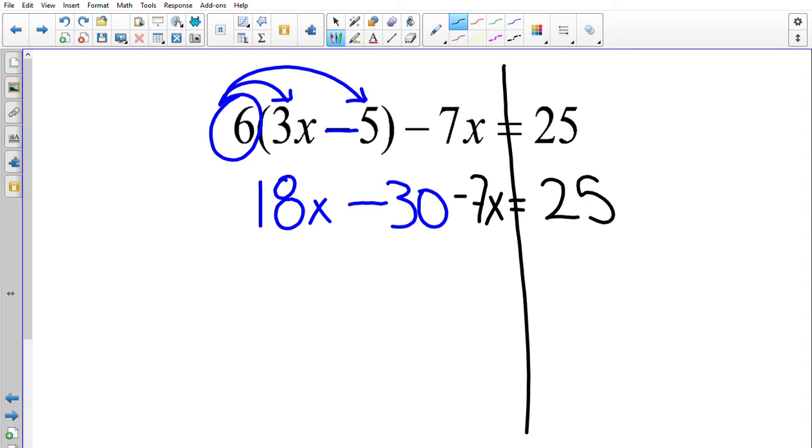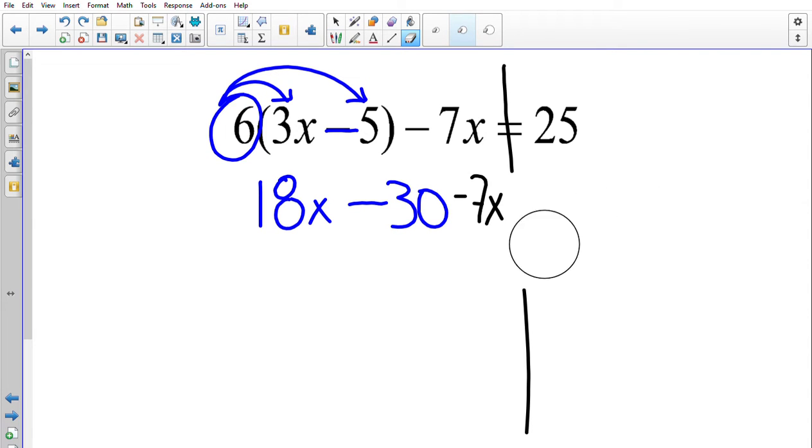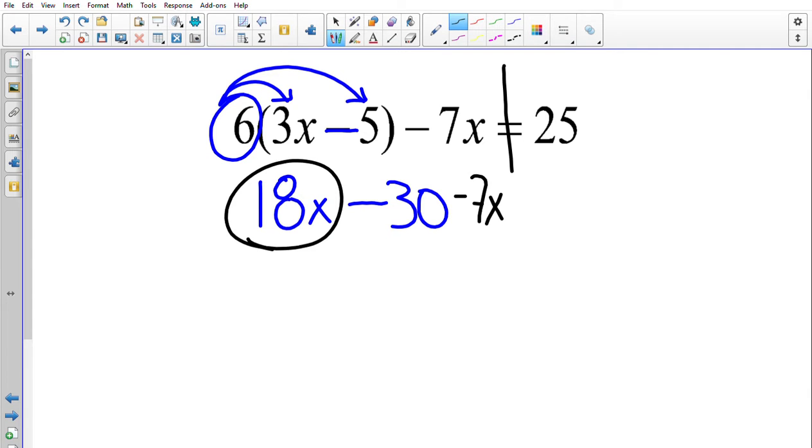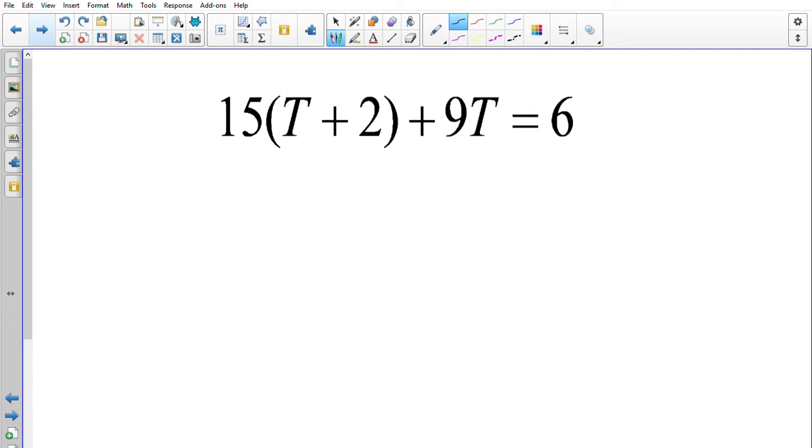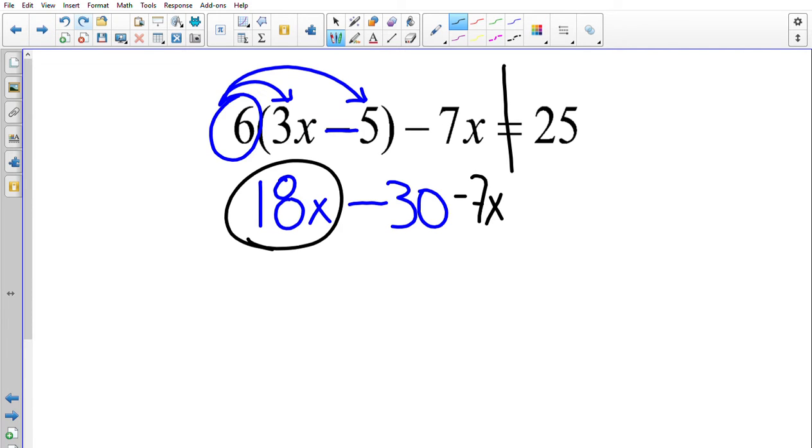On the left-hand side then, if we pretend that this doesn't exist over here, and you are just looking at this left-hand side, then we are going to combine our like terms. My like terms happen to be the 18x and the negative 7x. So those are where we're focusing first. Don't get rid of anything until after you combine your like terms.